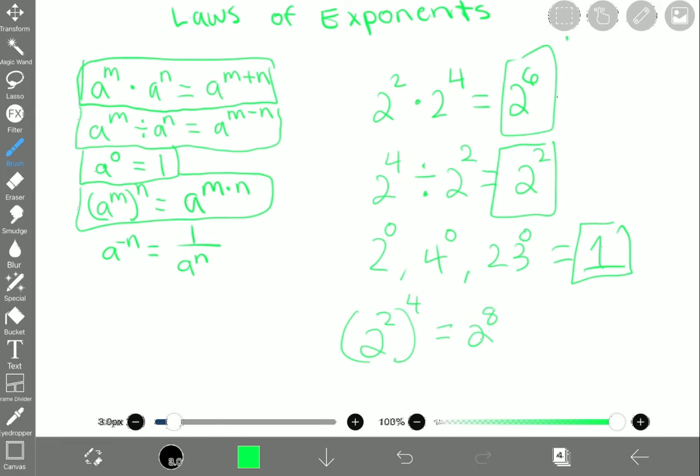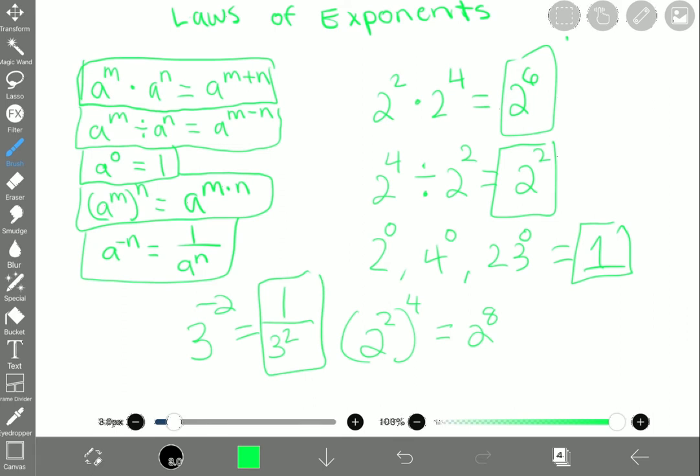Finally, our last law is a to the negative n. It's going to be 1 over a^n. So if we have a number like 4, or 3, and we have that to the negative second, that's going to equal 1 over 3 squared. And that's what that law means. Those are all the laws of exponents.